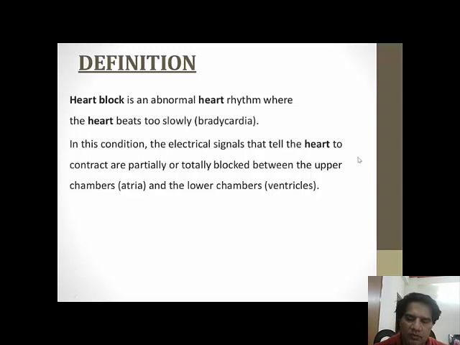Heart block. After these basics of ECG, you must review the ECG, because without knowing ECG it is not possible to review heart blocks in particular. Heart block is an abnormal heart rhythm. We know that the sinoatrial node is the predominant pacemaker of the heart. In heart block the heart beats too slowly. Either something has gone wrong in the SA node, or the AV conduction pathway, or the bundle branches. In this condition, electrical signals that tell the heart to contract are partially or totally blocked between the upper chambers and lower chambers.